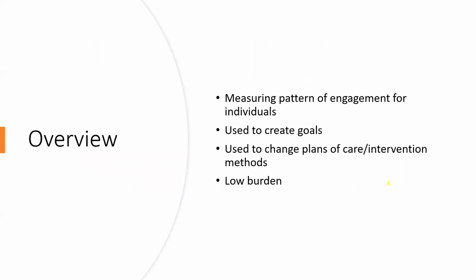So, an overview: the RITS is used to measure a pattern of engagement for individuals. So this is a daily score that you're going to give your patient after the end of each session on the scale of 1 to 7. It is used to create goals to intervene where you see there is a lack of engagement or a barrier in engagement. It is also used to change plans of care or intervention methods depending on what you see as their limitations to moving up an engagement level. It is also low burden in the sense that it's only a one score scale. It's not a multiple question assessment after every session.